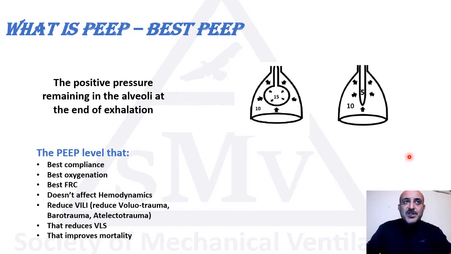So what are our objectives when we set the PEEP? Of course, we want to achieve best compliance, best oxygenation, and best functional residual capacity, meaning the air left at the end of exhalation. We want a PEEP level that doesn't affect hemodynamics negatively, and that prevents ventilator-induced lung injury, like volutrauma, barotrauma, or atelectrauma as examples. We need a PEEP that reduces ventilator length of stay and improves mortality.